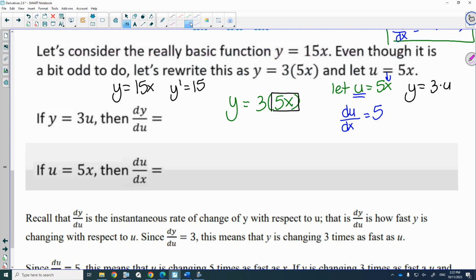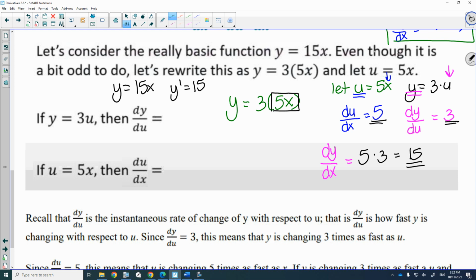Then I've got a second function, and we're going to take the derivative of y with respect to u. So it's dy du. And the derivative of 3u is just what? What's the derivative of 3u? 3. Yeah, derivative of 3x is just 3. So derivative of 3u is 3. Then dy over dx, which is my derivative, is you're going to multiply these two together. 5 times 3 is 15.